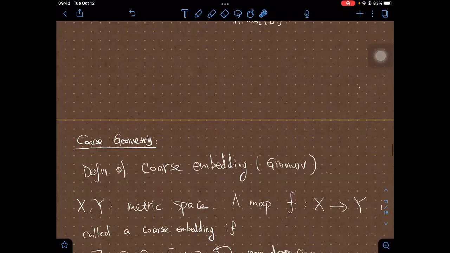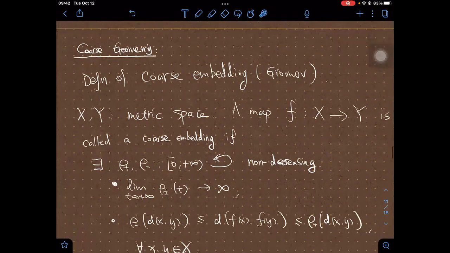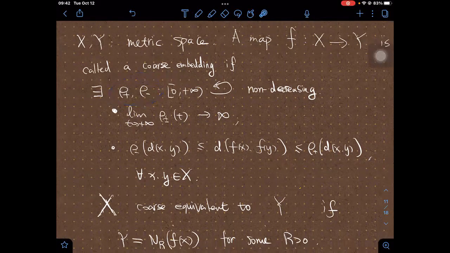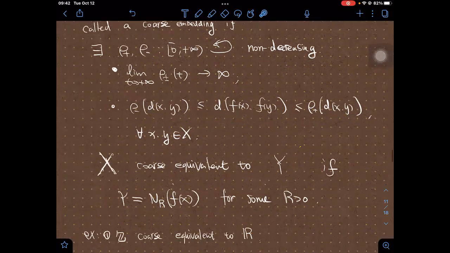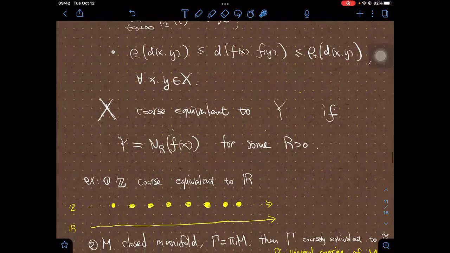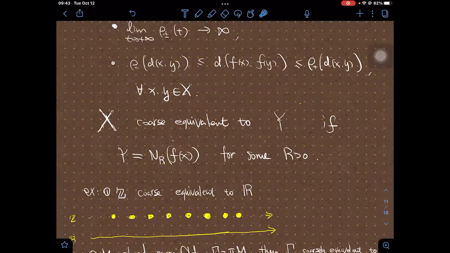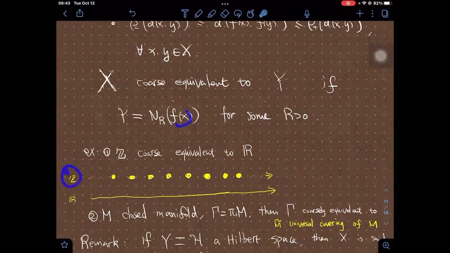Now let's talk about coarse geometry. So Gromov defined the coarse embedding. If you have two metric spaces, a map between them is a coarse embedding if you can find two non-trivial, non-decreasing functions defined on the half real line such that the distance between the images of any pair is controlled by the distance between the preimages. Then you will see this is a coarse embedding. A good example of a coarse embedding is embedding Z into R. This is isometric. And from the larger scale, X and Y are coarsely equivalent if Y is equal to some R-neighborhood of the image. So here, Z is coarsely equivalent to R. This is the philosophy of coarse geometry.